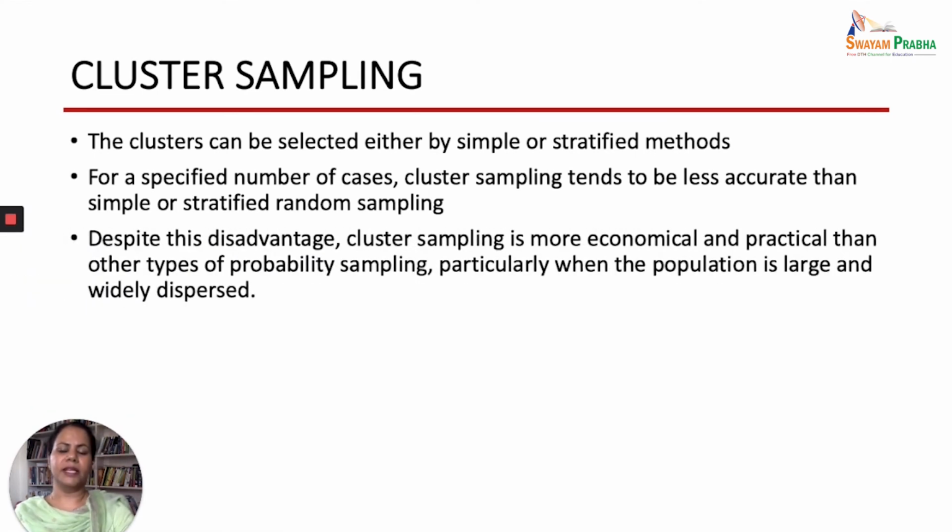Despite this disadvantage, cluster sampling is more economical and practical than other types of probability sampling, particularly when the population is large and widely spread. So although this disadvantage is there, cluster sampling is a very good type of sampling because it is economical and practical, particularly when your population is very large and widely dispersed in a bigger geographical area.